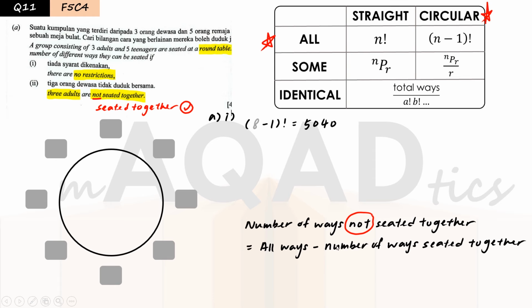Okay, so now we need to figure out the number of ways seated together. In this diagram, let me change the color a bit. Let's say the teenagers have already seated here, and the adults, because they are seated together, will be taking these 3 seats. So now in this situation, what is the number of ways if the adults are seated together?